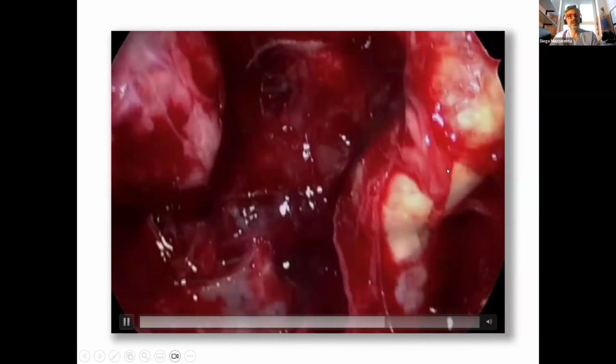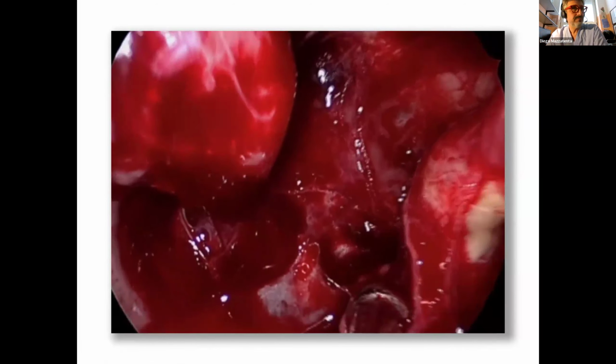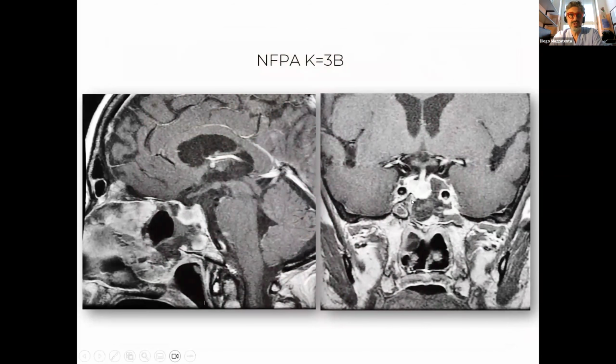Don't forget, the cranial nerves run inside the lateral wall of the cavernous sinus. Only the 6th cranial nerve runs free below the position of the internal carotid artery. This was the result, preserving, obviously, the pituitary and its stalk.